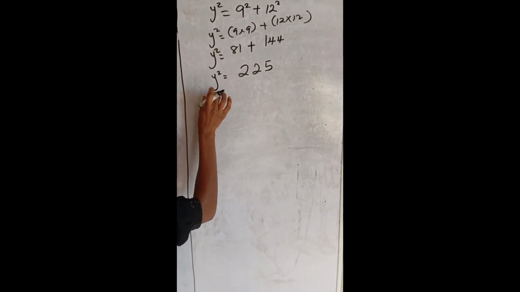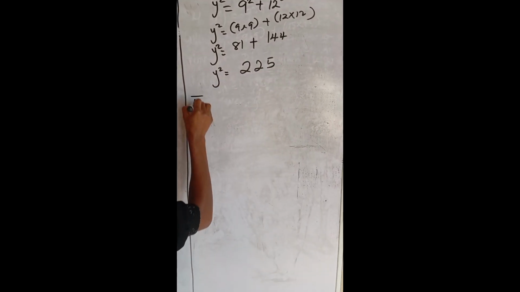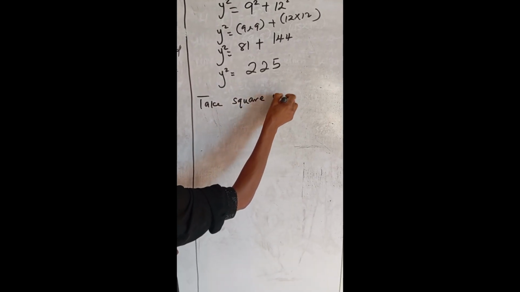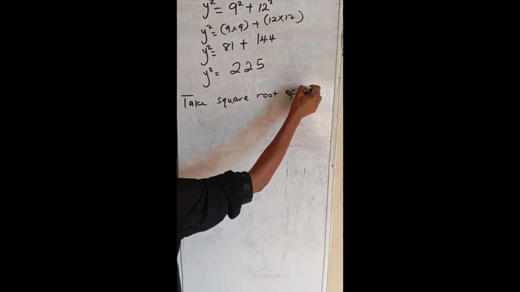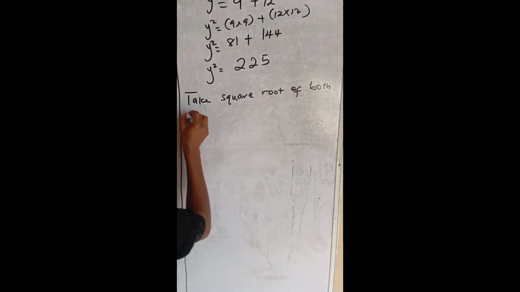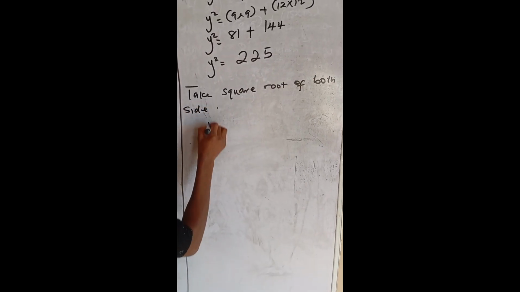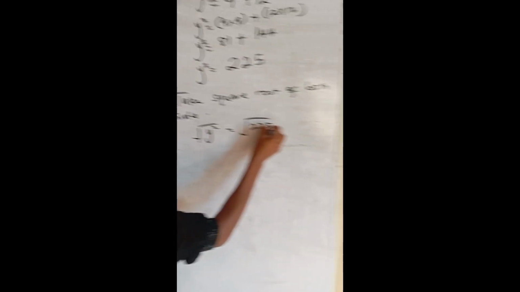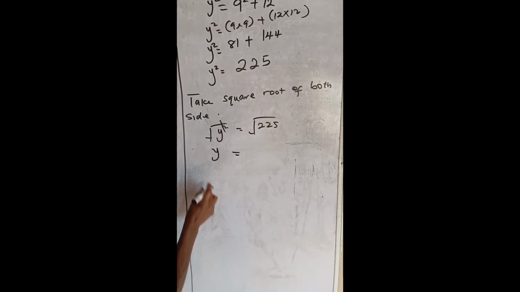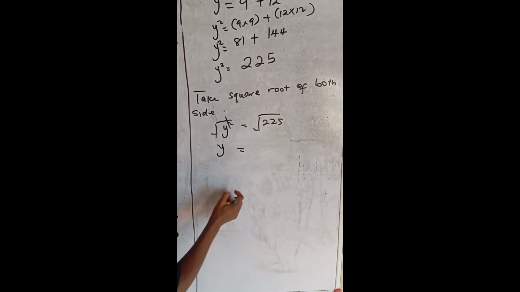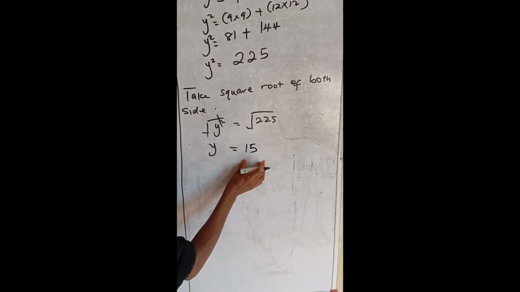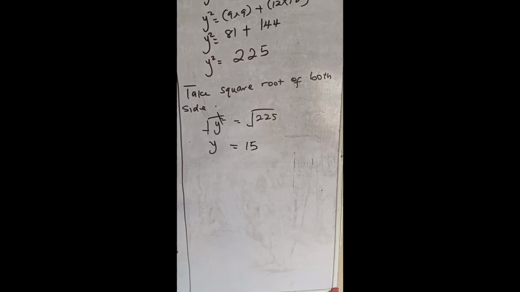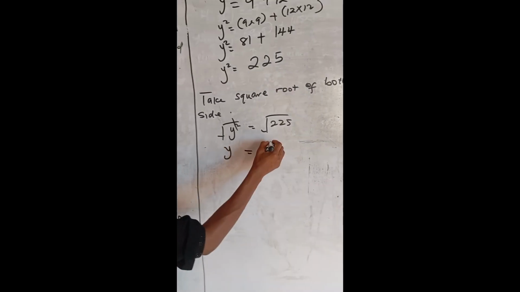We are going to take the square root of both sides. So root y square equals root 225. Therefore, y equals the square root of 225, which is 15. 15 times 15 is 225. Therefore, our diagonal is 15 inches.